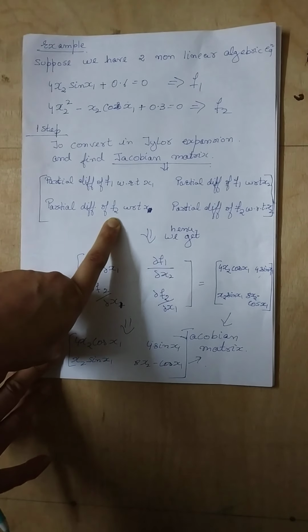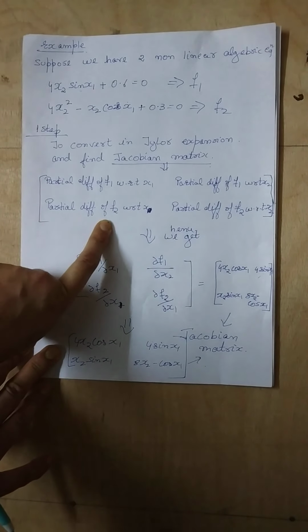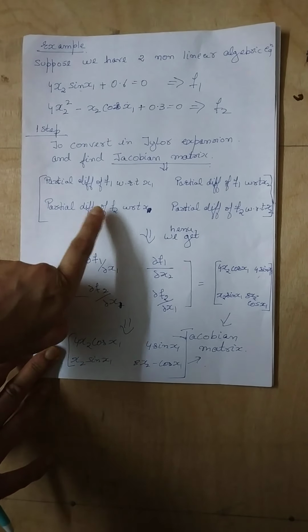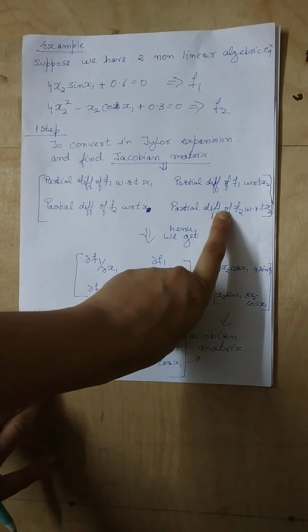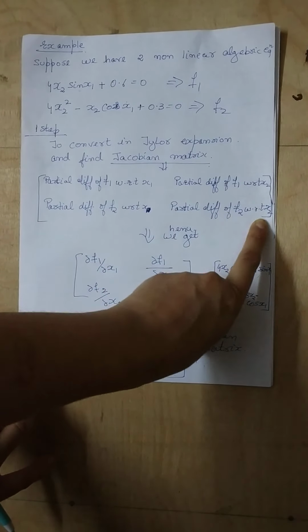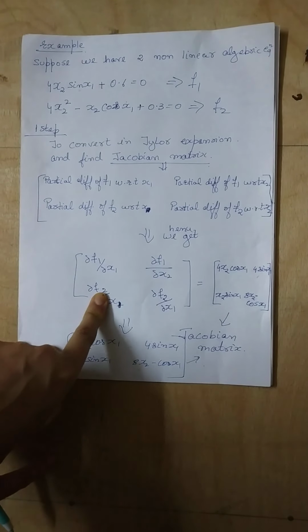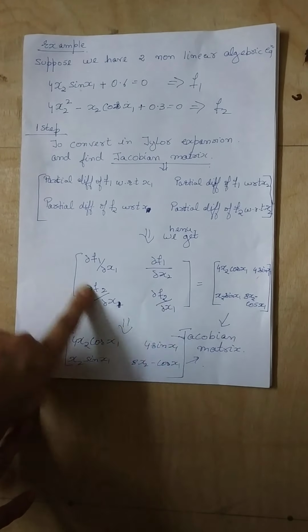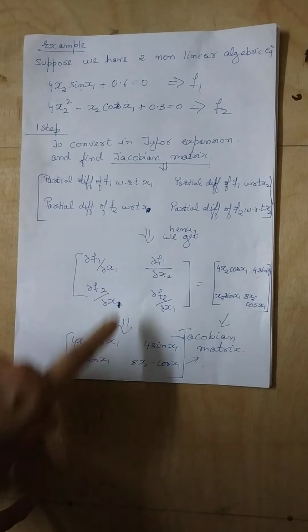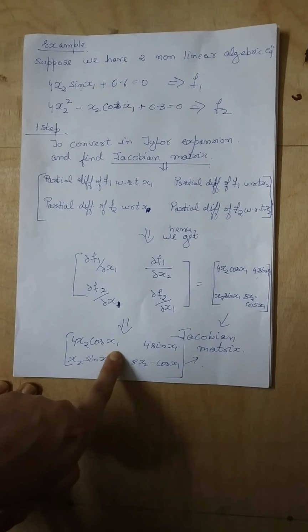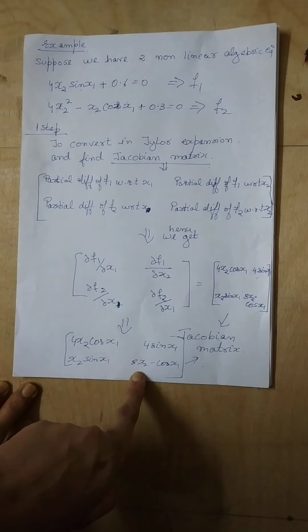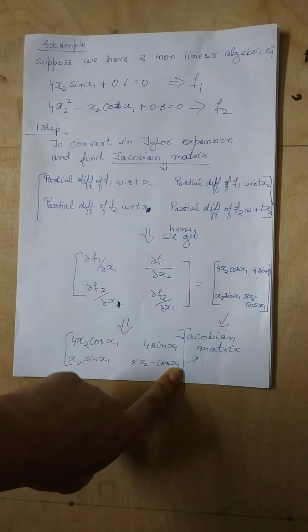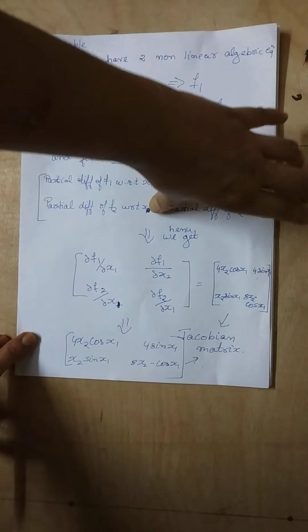In a similar way, my second row first term is partial differentiation of f2 with respect to x1 and partial differentiation of f2 with respect to x2. Hence mathematically we can show it like that, and we get the answer as 4 x2 cos x1, 4 sin x1, x2 sin x1 and 8 x2 minus cos x1. Please do it by yourself just to verify the answer.